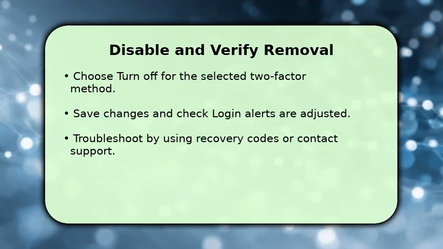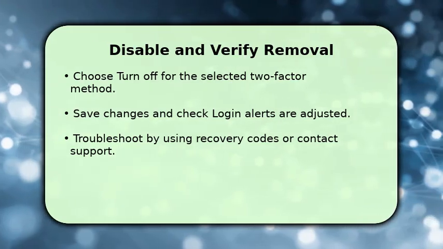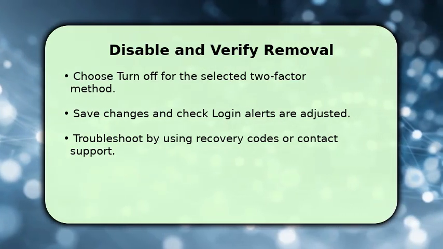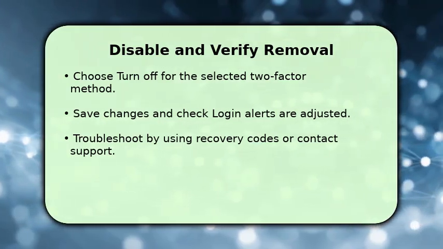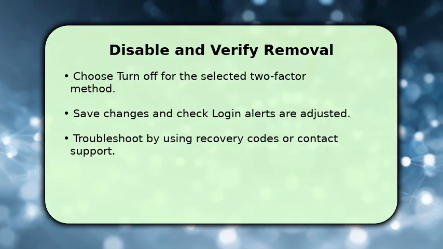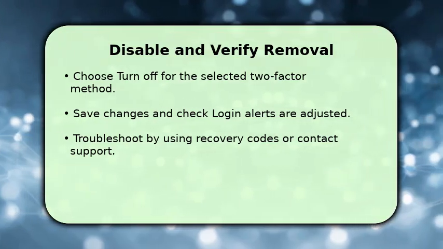If something goes wrong, for example, you can't access the phone or authenticator, use saved recovery codes or try the recovery email. If you still can't, contact Facebook support from the Help Center and follow their instructions.